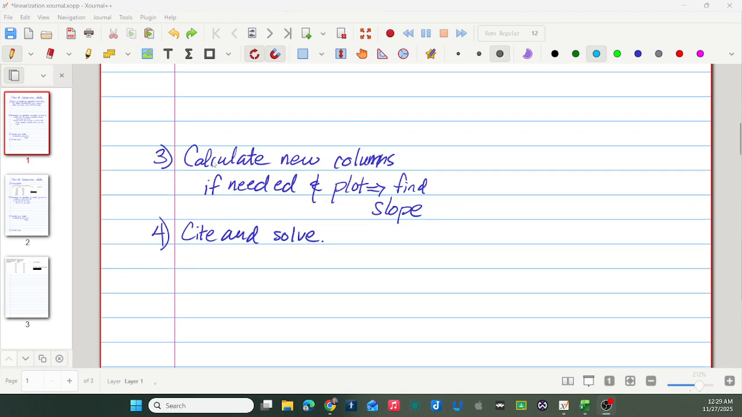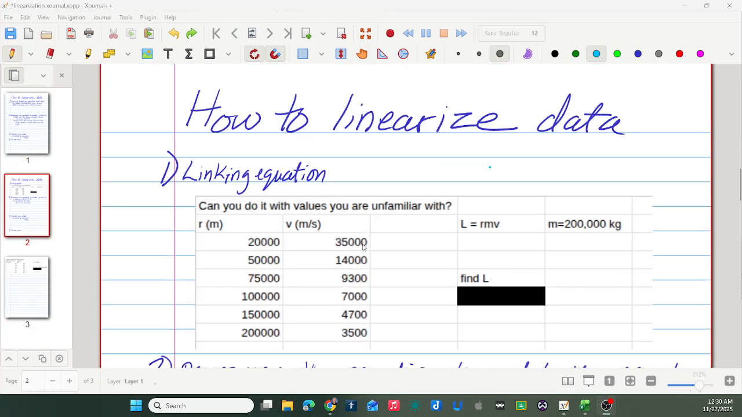And then we're going to calculate any new columns that are needed based on what we want to put on the x or y axis. And then we're going to plot and find the slope of that. Make sure that when we're done, we cite and solve. So let me go through 2 examples with you.